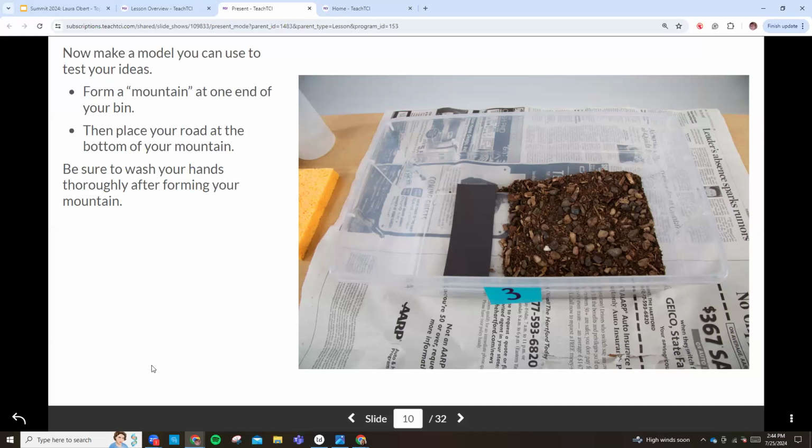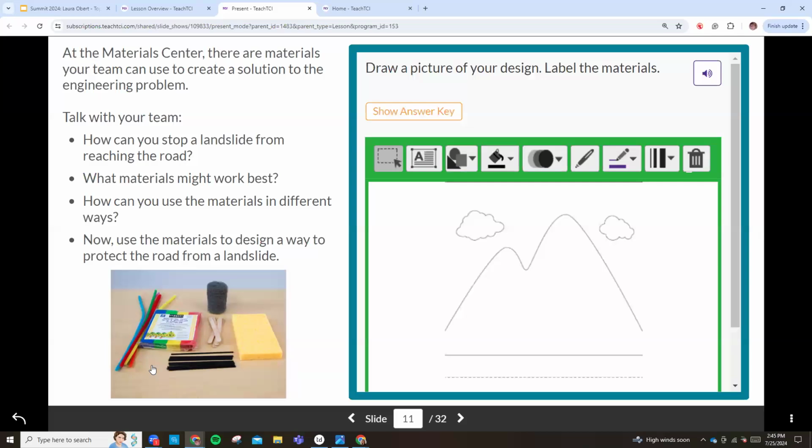At the bottom of your mountain, you're going to place a strip of paper to mimic and mirror your road. And that's how the students are going to be testing their design and seeing if it's working. With their team, they're going to explore the different materials provided for this lesson in the kit. And they're going to think about how can we stop the landslide from reaching the road? What materials might work best? How can you use the materials in different ways?